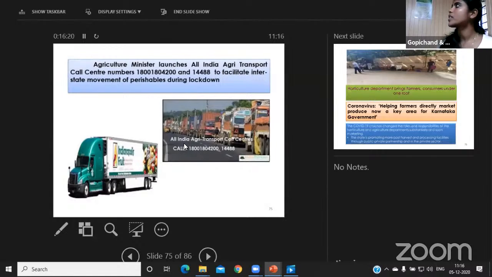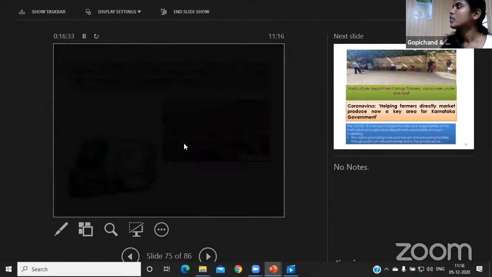And also the agriculture minister launched the All India Agri Transport Call Center during the lockdown period for perishable movements of commodities. And the call center numbers are 18001804200 and 14488.